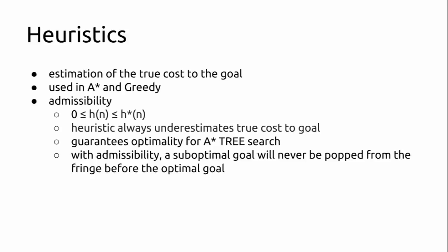So why does this help us? Well, it's because if we have admissibility, a suboptimal goal is never going to be popped from the fringe before a better goal is popped from the fringe, right? So I'm not going to go into the definition here, but the intuition is that the F value of the optimal goal and the F value of all ancestors of the optimal goal will be lower than the F value of any suboptimal goal. Okay? So that's the intuition of why it works.